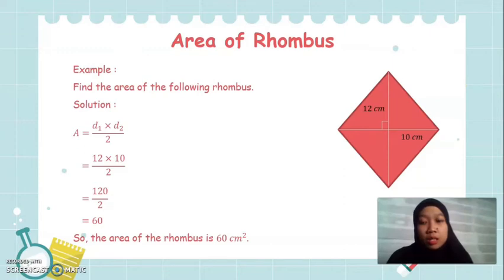So A equals 12 times 10 over 2. 12 times 10, the result is 120. A equals 120 over 2, and the result of 120 over 2 is 60. So the area of the rhombus is 60 centimeters square.